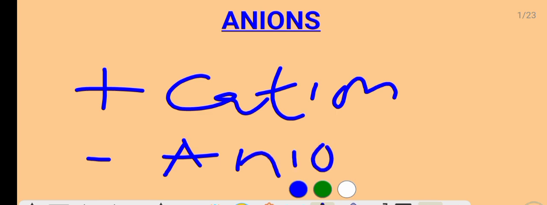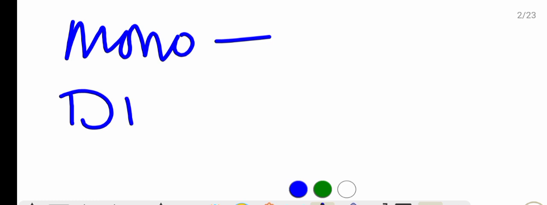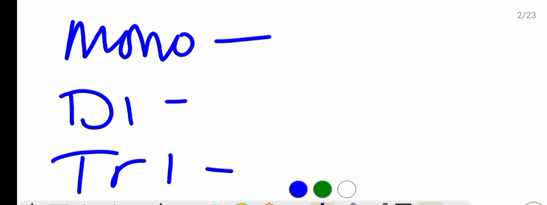So today we're looking at anions. All right. Okay. So let's proceed. Just like cations, anions are also categorized into three. We have monovalent, we have divalent, and we have trivalent anions. All right. So mono means one, di means two, and tri means three.